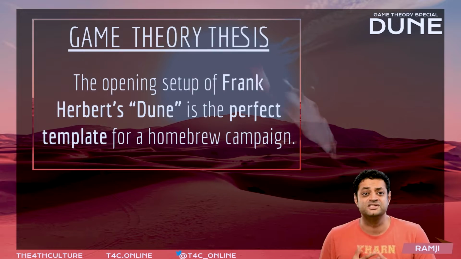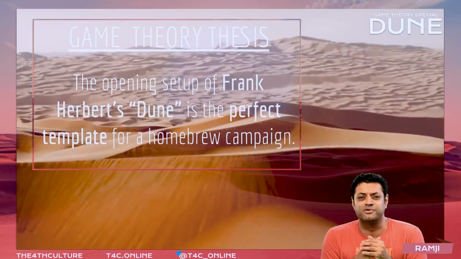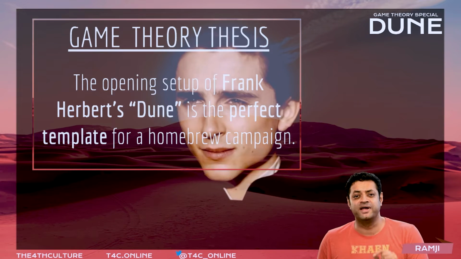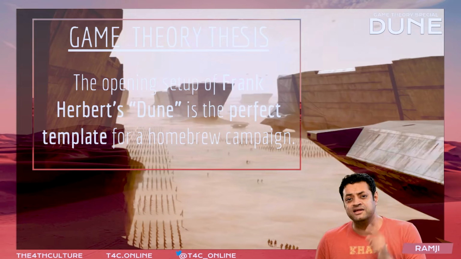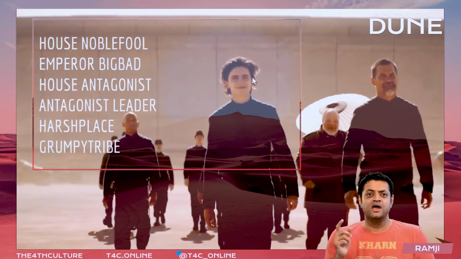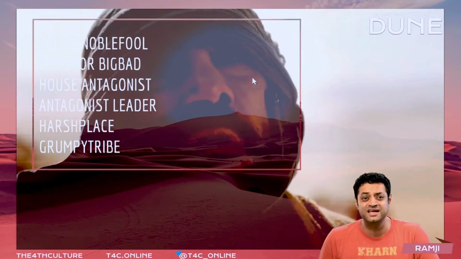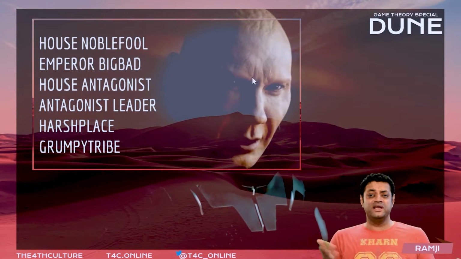The game theory thesis is that the opening setup of Frank Herbert's Dune is the perfect template for a homebrew campaign, and this is why. House Noble-Fool, Emperor BIGBAD, House Antagonist, Antagonist Leader, HARSHPLACE, Grumpy Tribe. We know all these things.